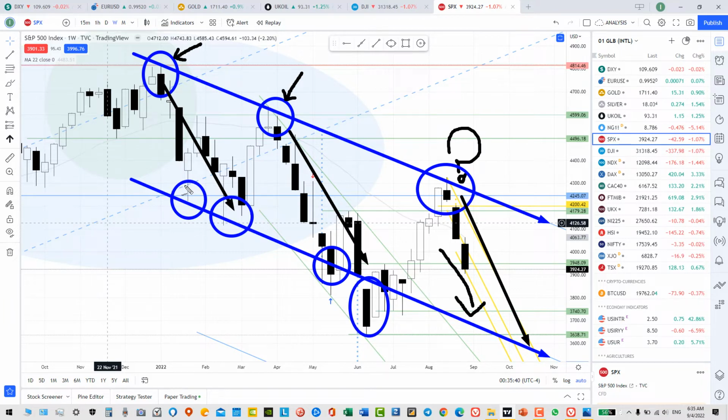If you take a look around the levels where the channel line is running, we can see it is around 3,600 and maybe a little bit less, because as the impulsive wave continues to fall, time passes by and the channel line gets lower and lower.